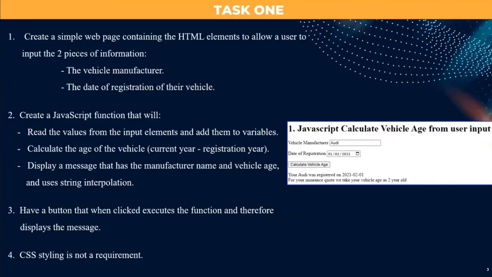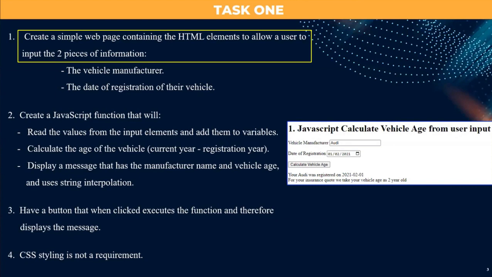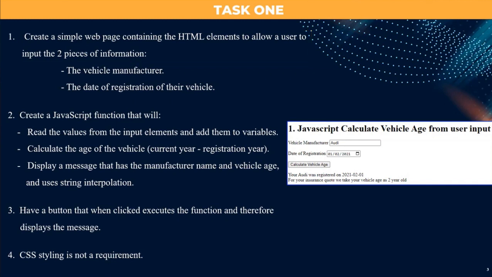First task that we're going to do is create a simple web page with some HTML elements on it to allow the user to input two pieces of information: the vehicle manufacturer, which will be a text box, and the date of registration of the vehicle, which again will be an input box, but it won't be text, it'll be a date.